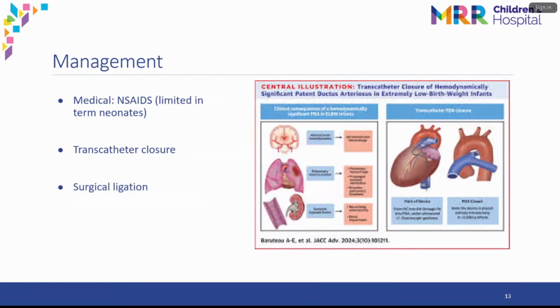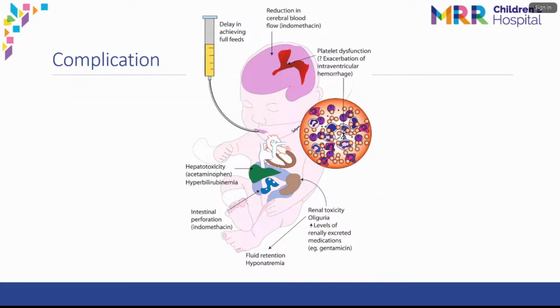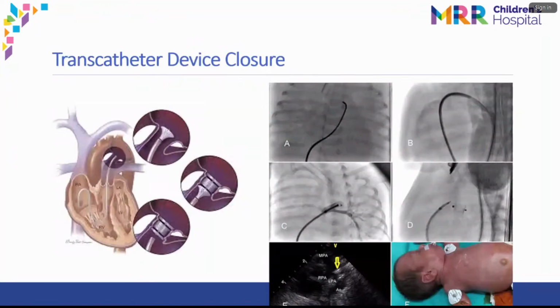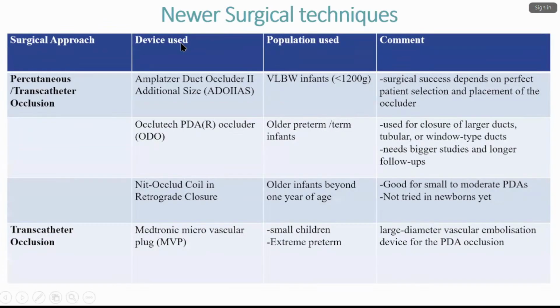Management remains the same, but in term neonates the role of medical management is limited. So closure of the duct may need transcatheter closure or surgical ligation. Also, medical management can have multiple complications like intestinal perforation, hepatotoxicity, platelet dysfunction, and renal toxicity. So this is the transcatheter device closure. Various new devices.